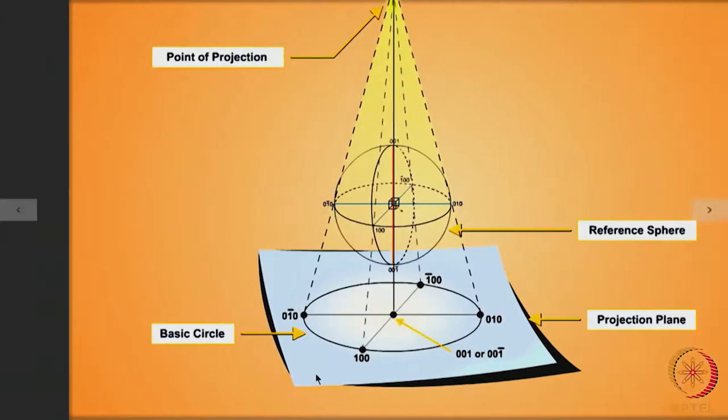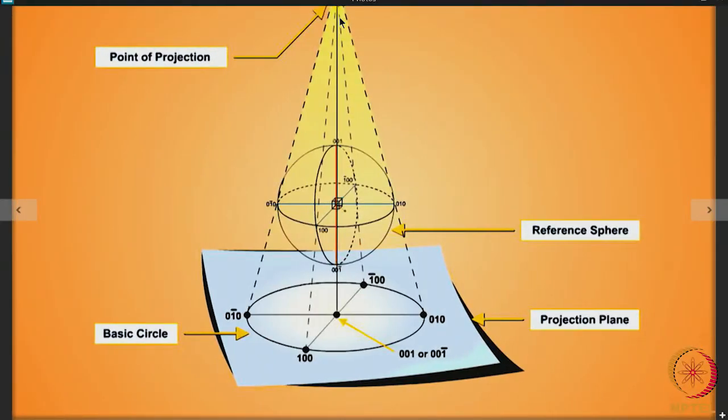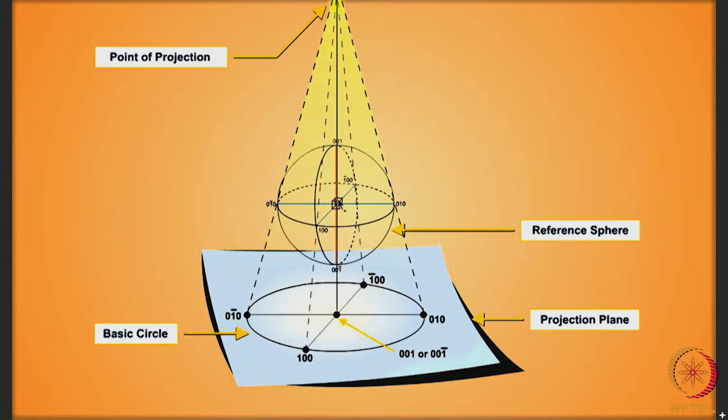The next step is we take a point of projection and put a source of light over there, and we put a piece of paper parallel to the 001 plane of the point crystal or point unit cell. We allow the source of light, the rays of light, to pass through all the poles on the reference sphere, and these are allowed to fall on this piece of paper. Now, as you can see here, if we do that, we will get the 100 pole to be projected here, the bar 100 pole to be projected here, the 010 pole to be projected here, and the 0 bar 10 pole to be projected here. And here will be the 001 or 00 bar 1.